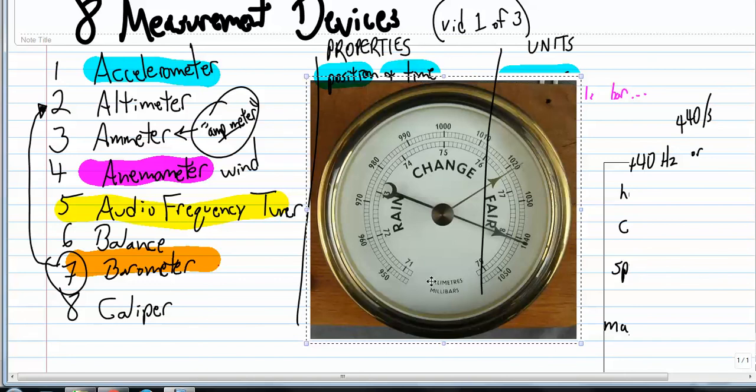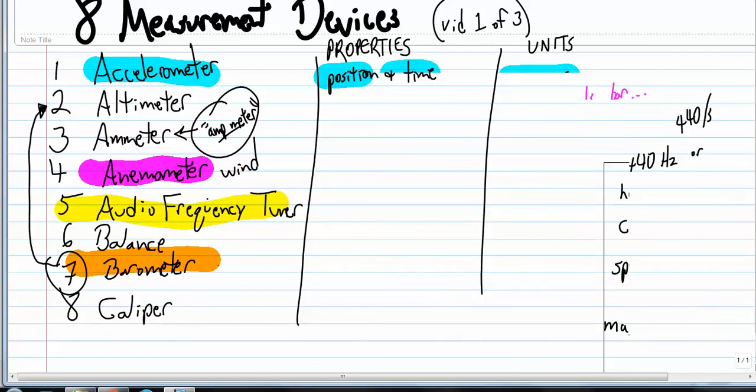And right here, look at this one. This one has millimeters and millibars. But nowadays, we use pascals. So I guess I'm not going to skip barometer completely. Pascals is the unit. And it measures pressure.